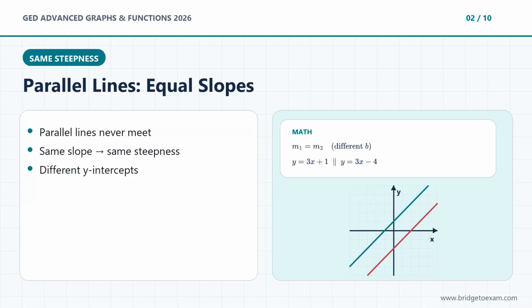Parallel lines never meet. The reason is simple. They have exactly the same slope, so they rise at the same rate and stay the same distance apart forever. Their y-intercepts are different. That is what makes them two separate lines, but their slopes are identical. Equal slope is the signature of parallel.